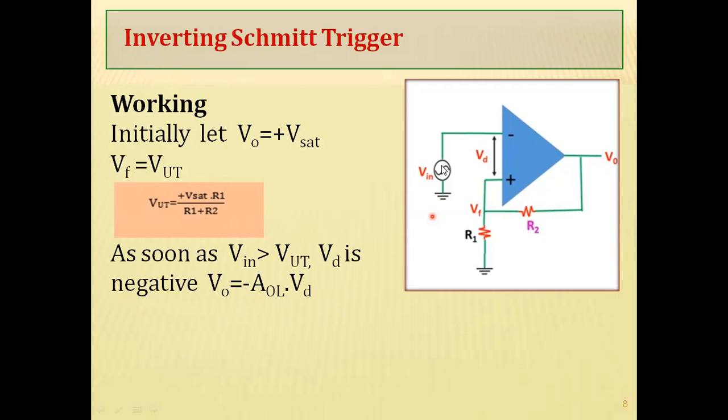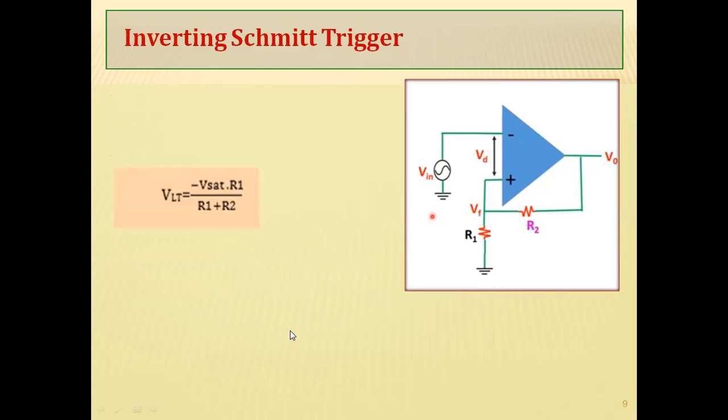Whenever your V in increases more than VUT, I'm talking about this V in sinusoidal waveform which is applied here, then the difference voltage VD will always be negative because we are taking the equation in this manner: Vf minus V in. If your V in is greater, then this will be negative. Hence, the output voltage V naught can be written as minus AOL into VD. In this case, the output voltage V naught is equal to minus V saturation because this is inverting.